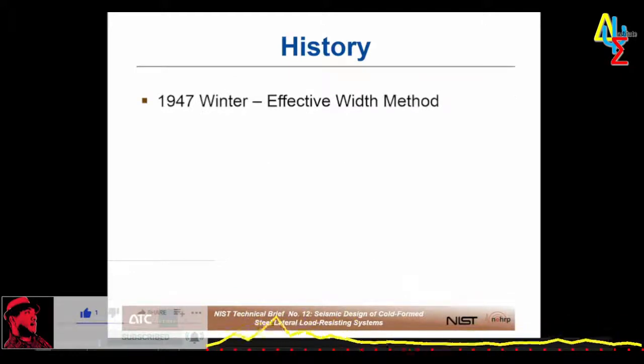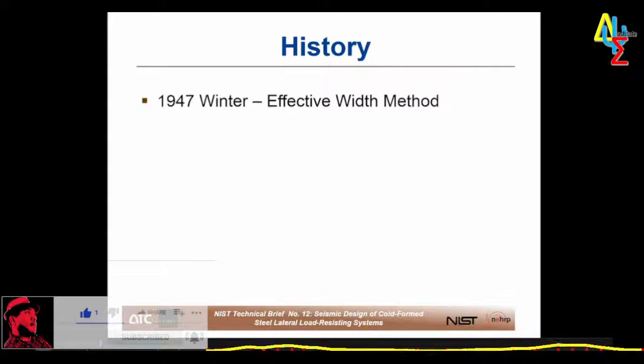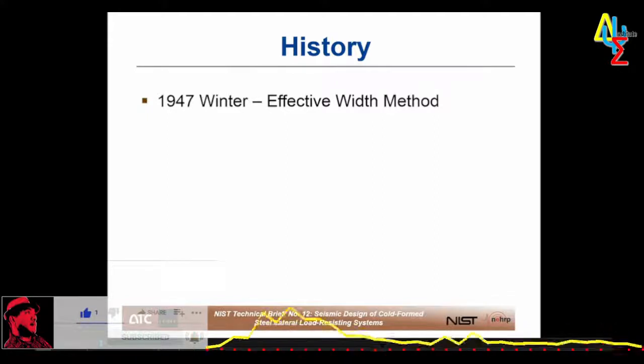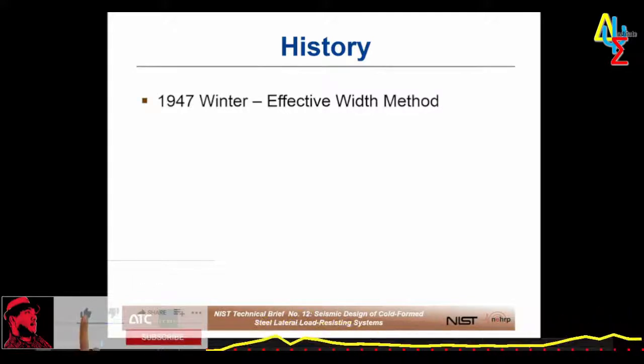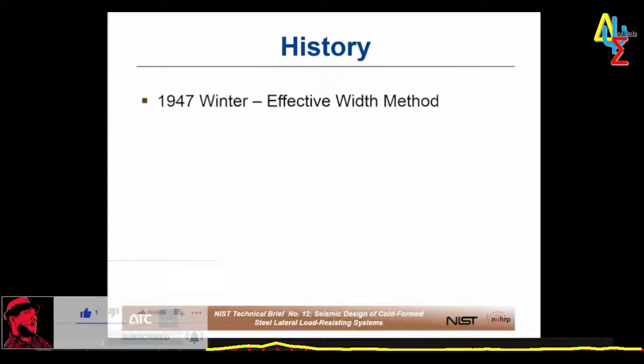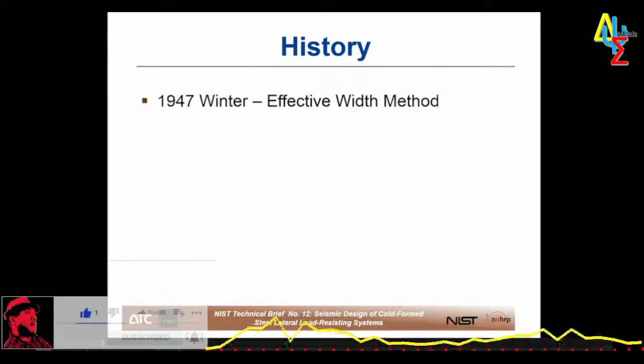So in 1947, Dr. Winter published his work on the effective width method, which is essentially a method of predicting the portions of a section that remain effective after local buckling has occurred. So local buckling in a stud, for example, let's say local buckling of the flange, doesn't mean that the member has failed. There are stress transfer mechanisms in the section that can provide for significant post-buckling strength. The method that Dr. Winter developed, actually in its basic form, is still used today for predicting the strength and stiffness of cold form steel members.